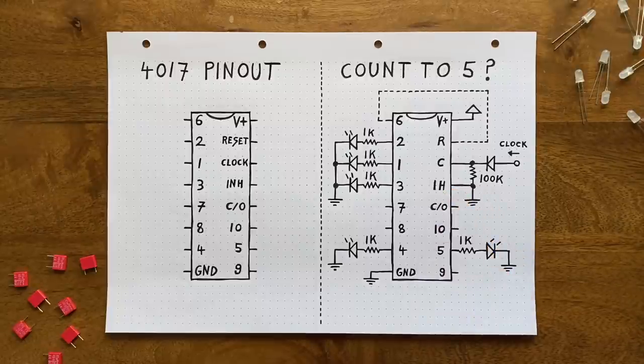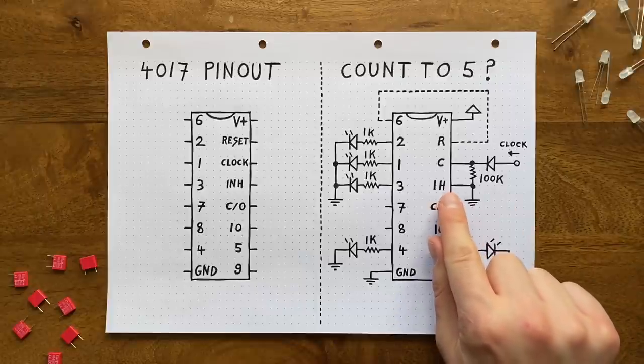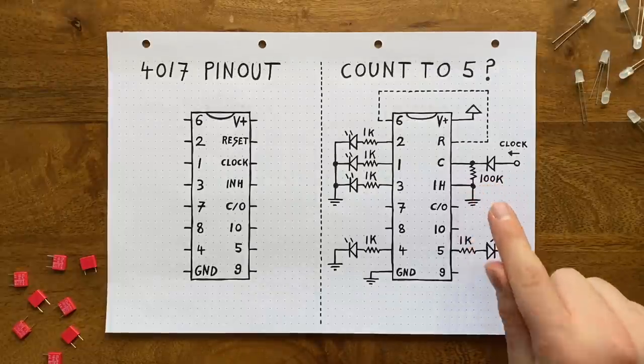This is necessary because the chip will only listen for a clock signal if this pin is sitting at a low-level voltage. If we give it a high-level voltage, it will tell the chip to ignore anything coming in through the clock input. Speaking of the clock input, you might ask what the diode and resistor are doing here.